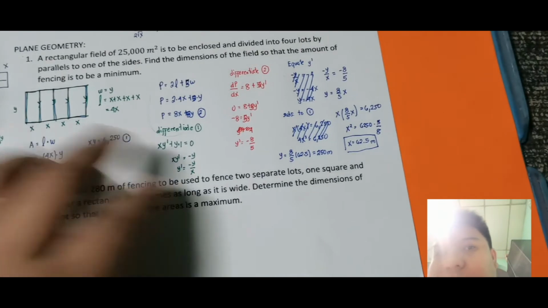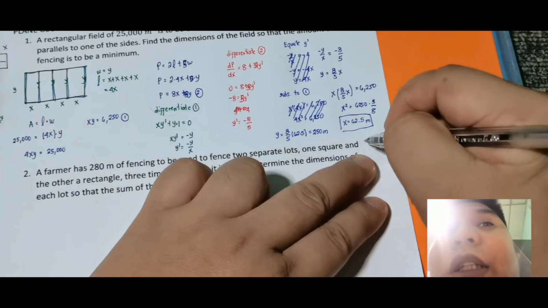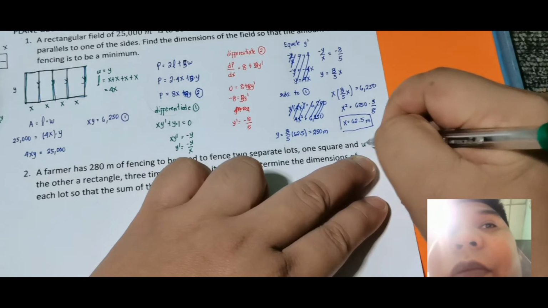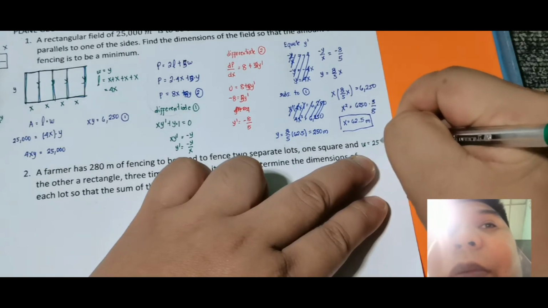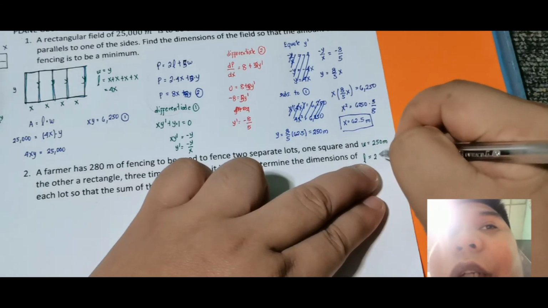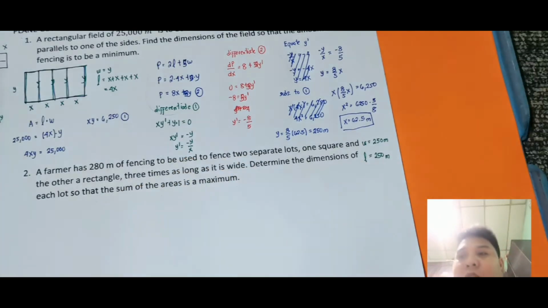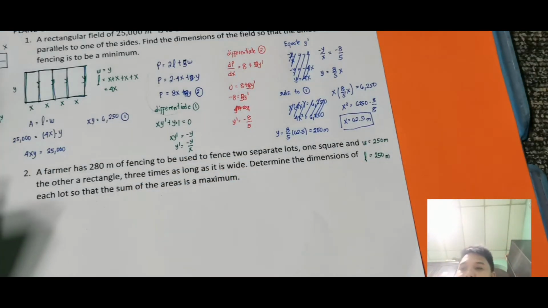Okay, so I guess dito ko na lang lagay, sana magkasya. So ang sagot natin is yung width is equal to 250 meters. Okay, yung length is equal to 250 rin meters. So, in general, parang lumabas na siya ay square or something. Okay, so, tama ba? Check ko nga.